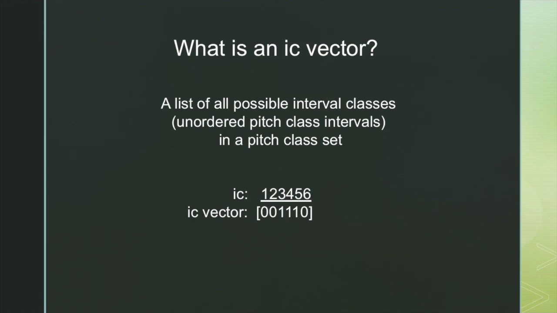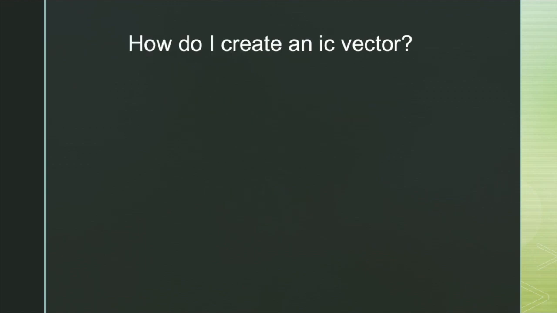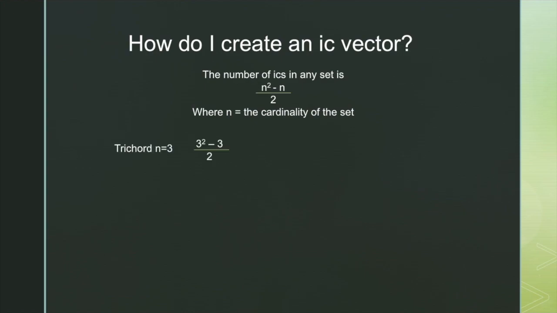I'd like to now turn our attention to how to create an interval class vector. First, we have to know how many interval classes to look for. The total number of intervals in any set can be found using the formula n squared minus n divided by 2, where n equals the cardinality, that is, the number of elements in the set. Since trichords have 3 elements, n equals 3. 3 squared is 9, 9 minus 3 is 6, and 6 divided by 2 is 3. There are 3 intervals in any trichord.